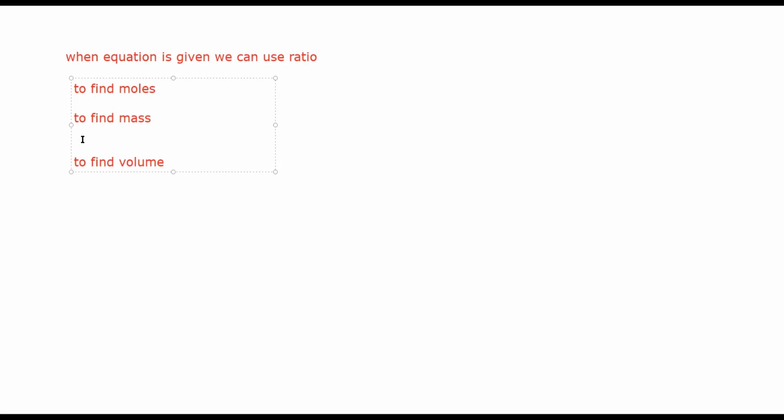An equation is given. So when the equation is given, we can use ratio to find moles, to find mass, to find volume. How can it be done? Example, if there's an equation: calcium carbonate decomposes into calcium oxide plus carbon dioxide.